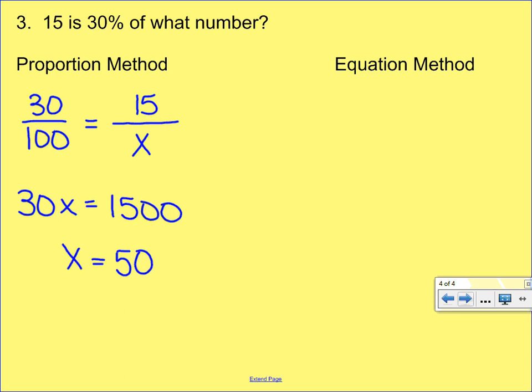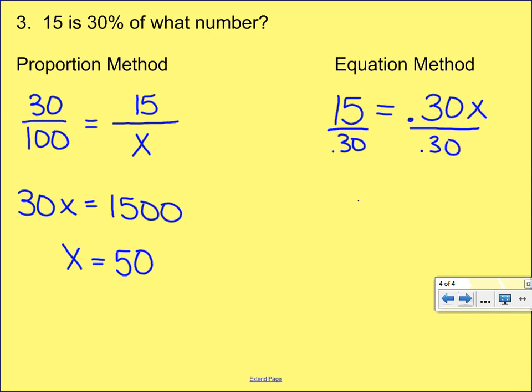For the equation method, just translate again. 15 is means 15 equals. 30% has to get changed to decimal form, so 0.30. And then of what number is our variable. Divide both sides by 0.30, and we get 50 is equal to x. Or x is 50. You can write that in the other order as well.